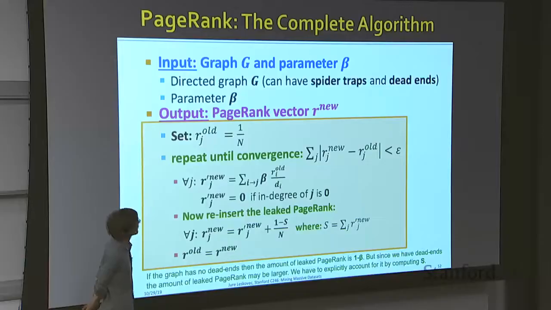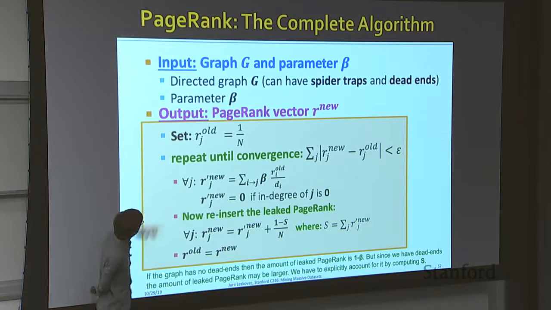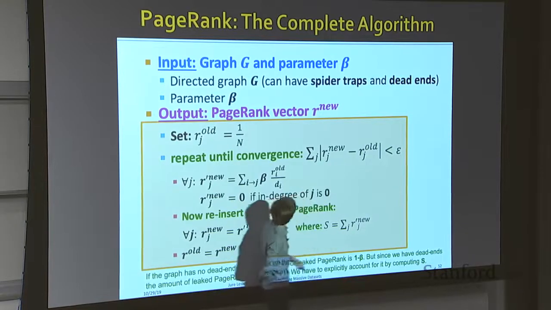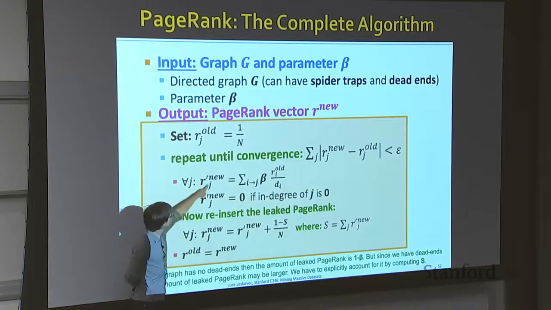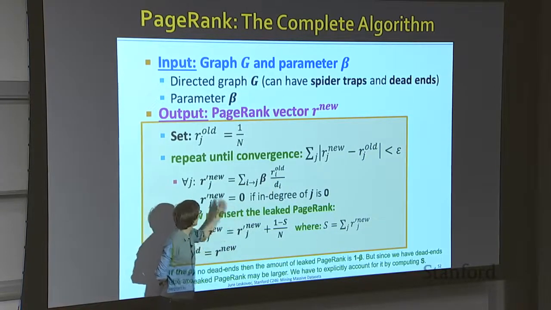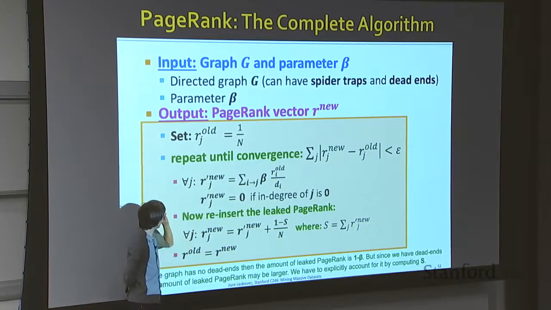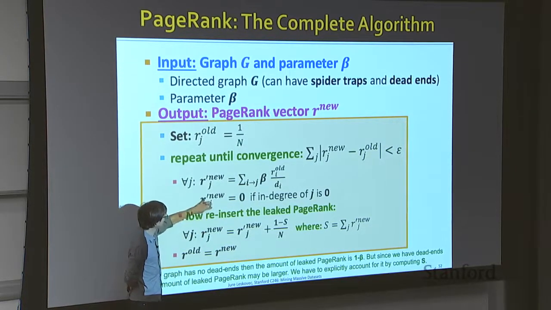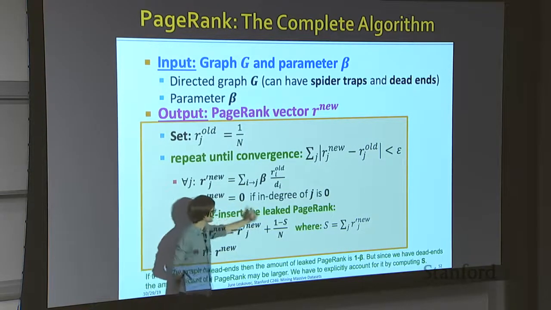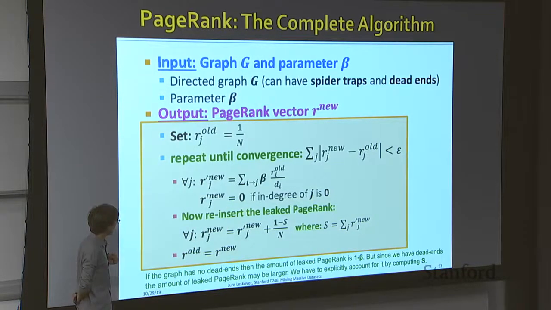And here is the entire algorithm. It's really 3 lines. This is the iteration. I iterate until there is convergence. I compute the R new by taking R old divided by the degree of node i times beta, and I go over all the nodes i that point to the node j. And by definition, the PageRank of node j is 0 if the in-degree of node j is 0, so if there is no way to get into the node.